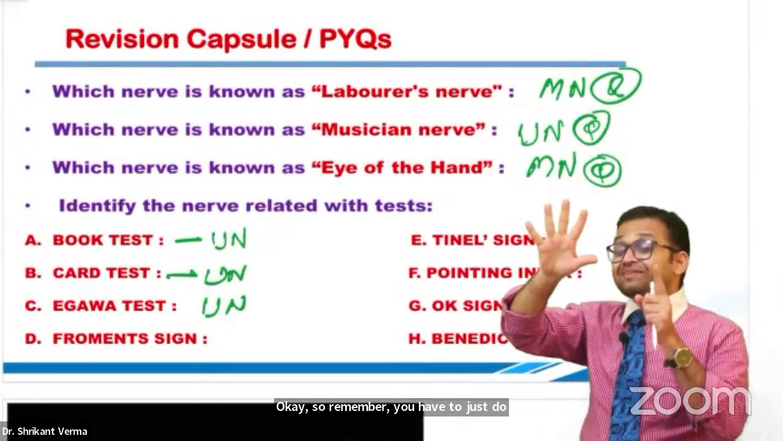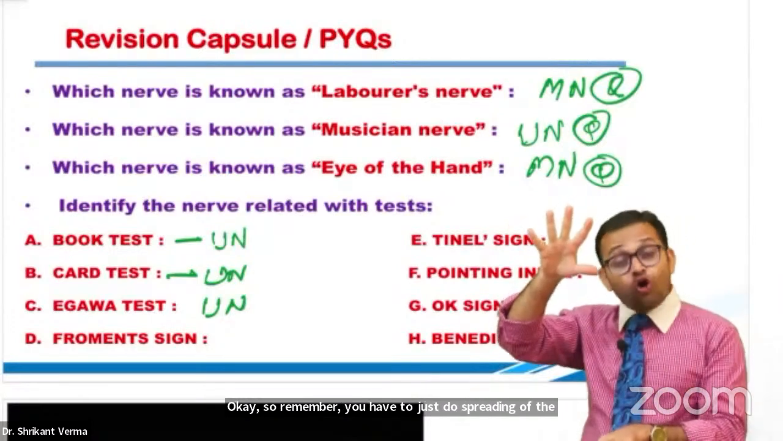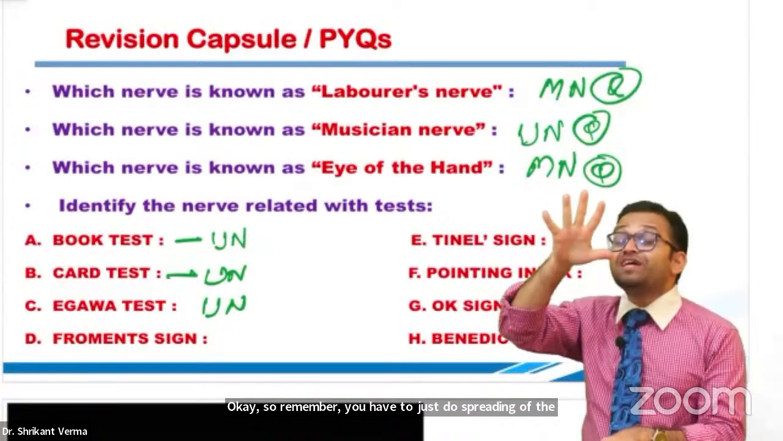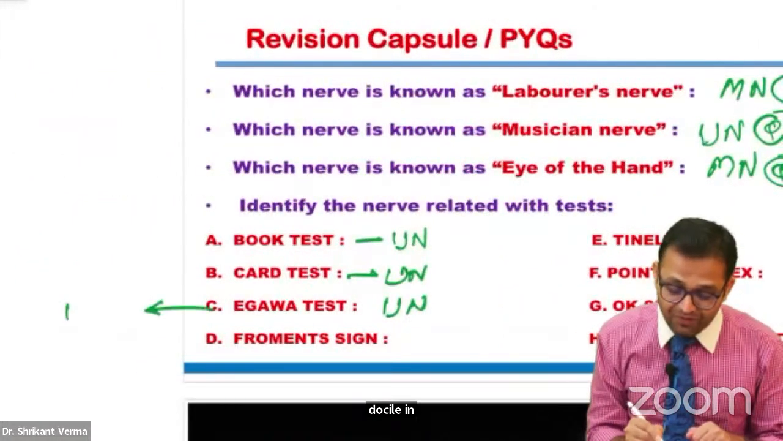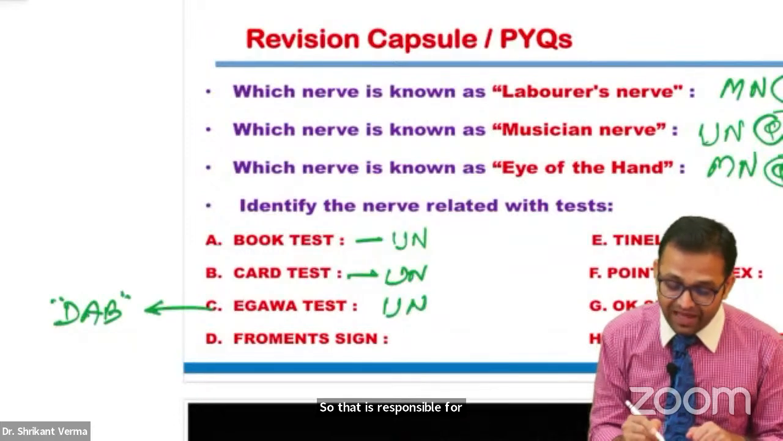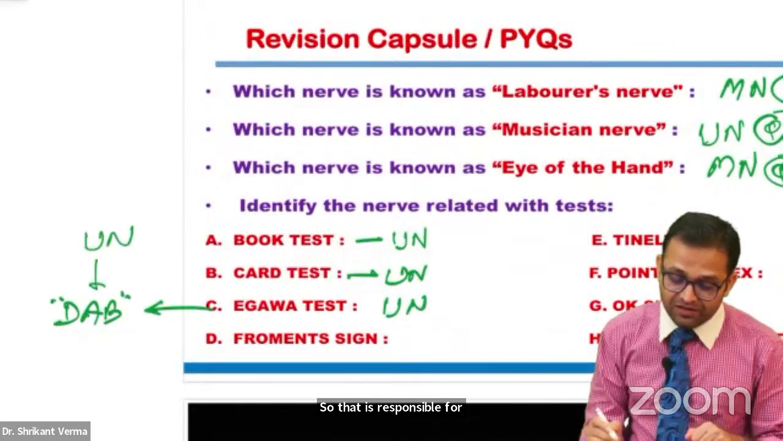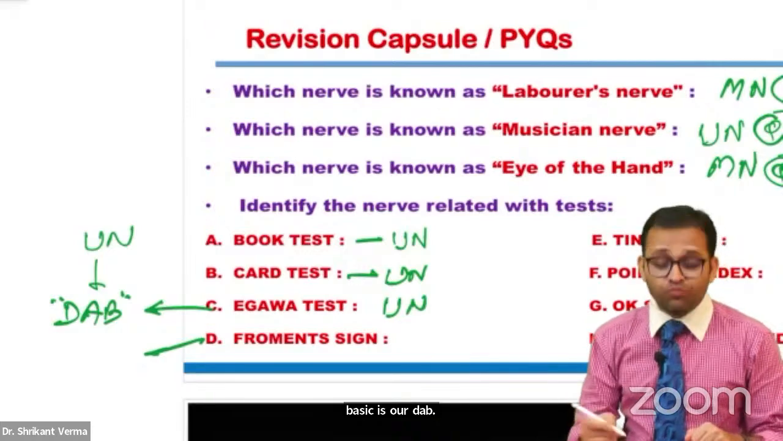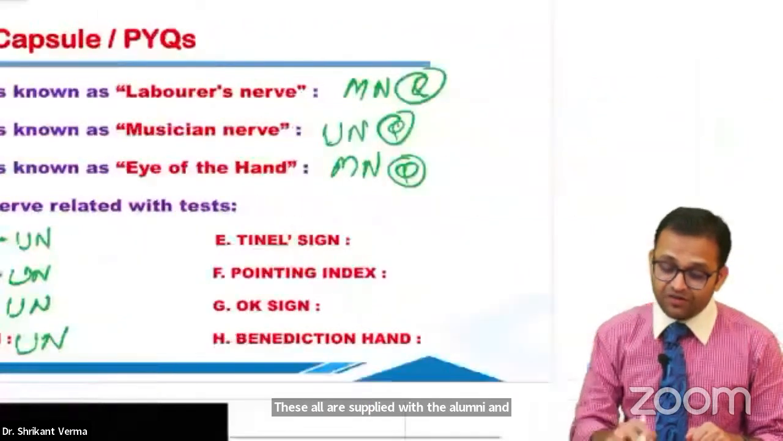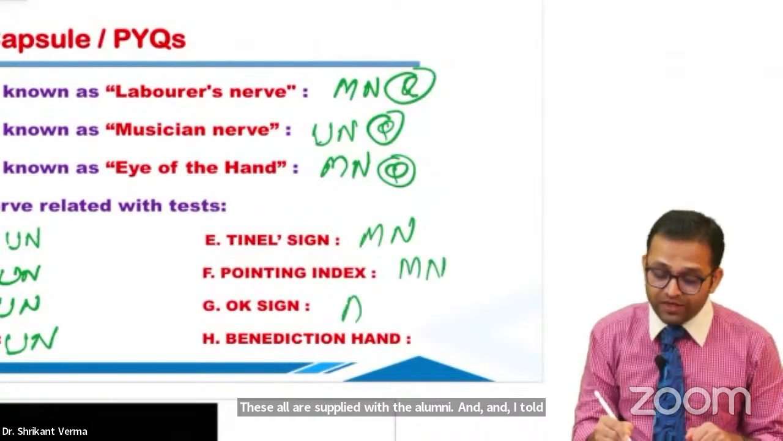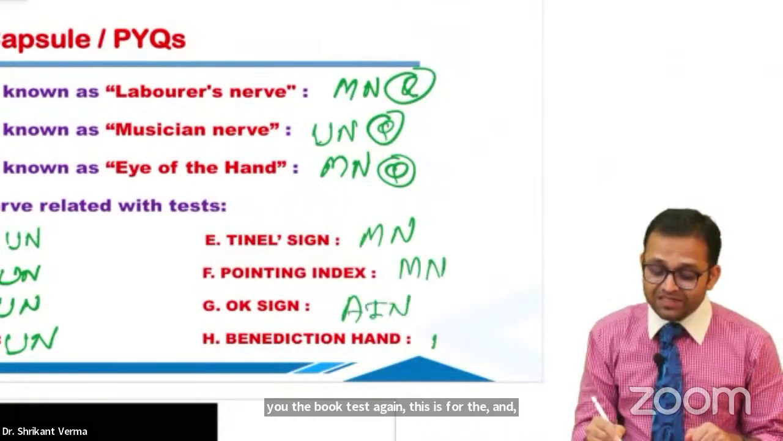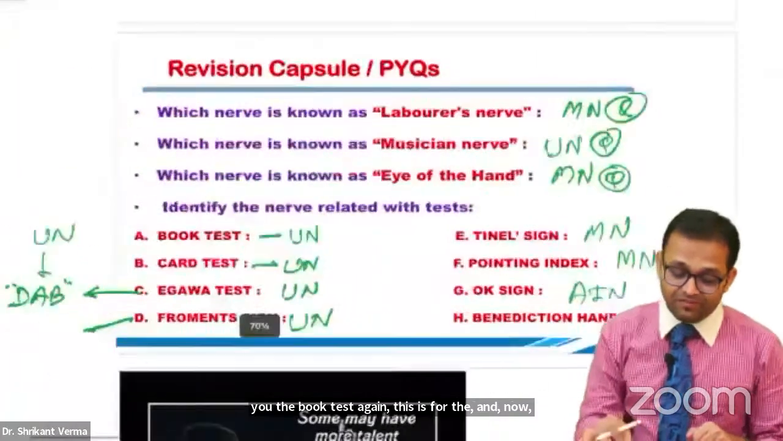This abduction is done by the dorsal interossei, and dorsal interossei are abductors. So that is responsible for our Igawa test. The basic is DAB. These all are supplied by the ulnar nerve. And Froment's sign, I told you, the Book test. Again, this is for the ulnar nerve. Tinel sign, sir, it is a median nerve. Pointing index, sir, median nerve. OK sign, anterior interosseous nerve. But benediction deformity, the median nerve.